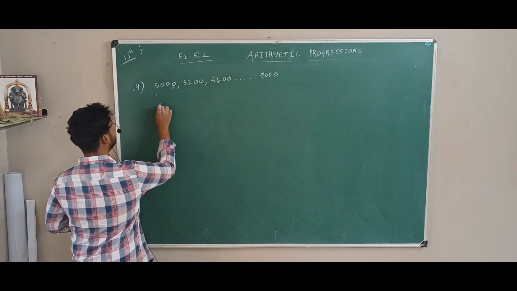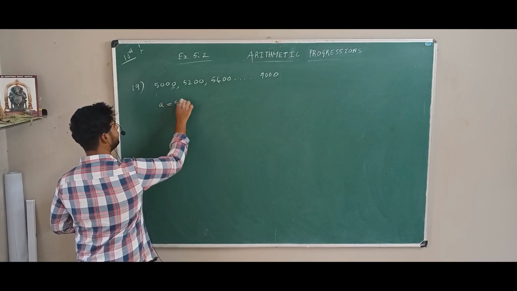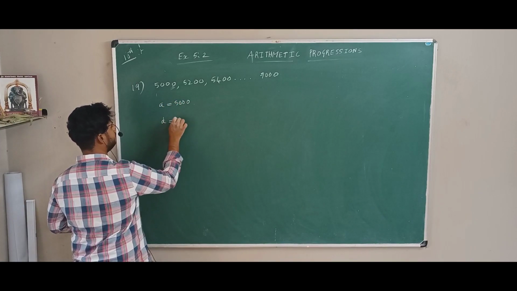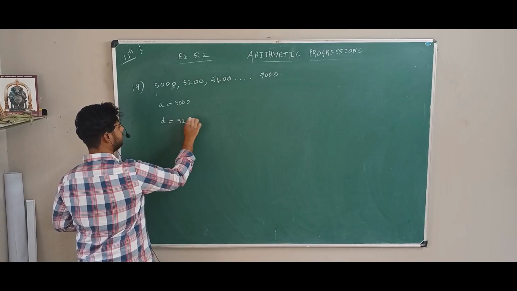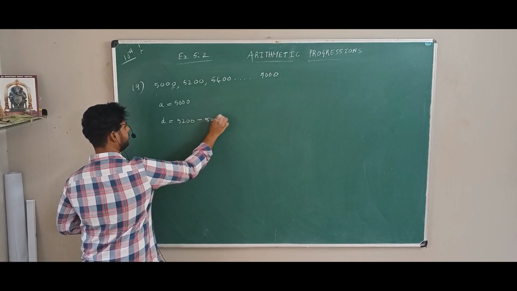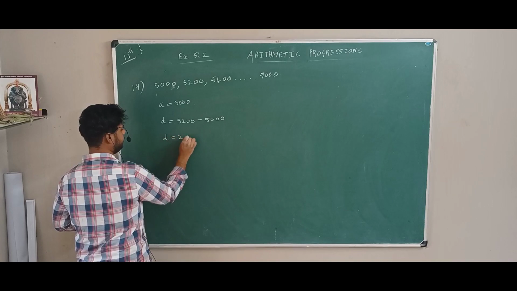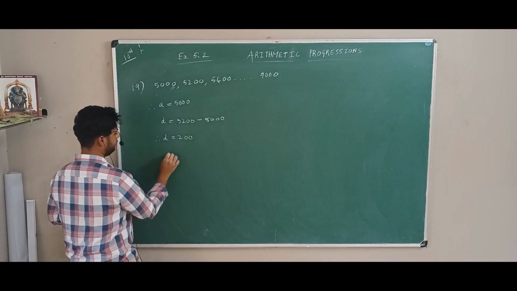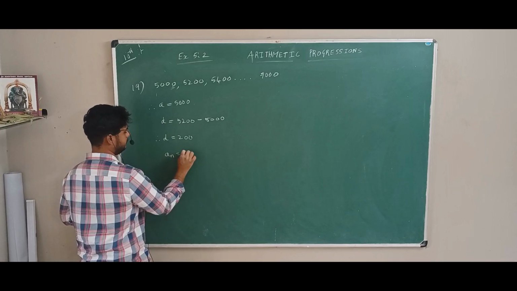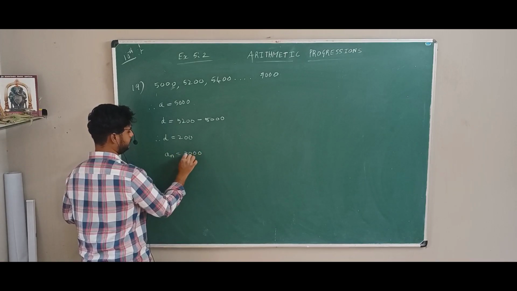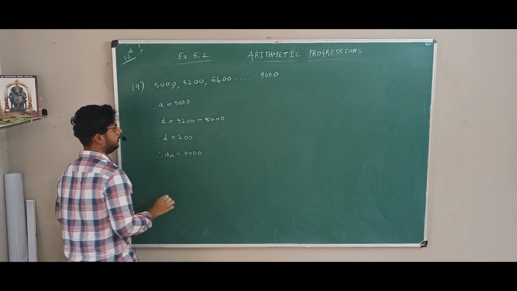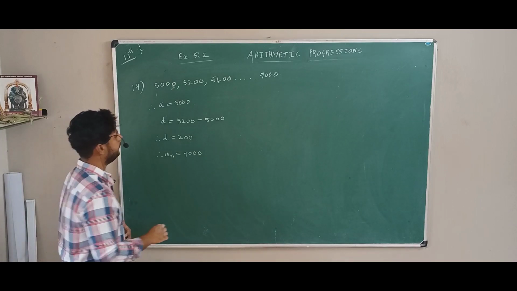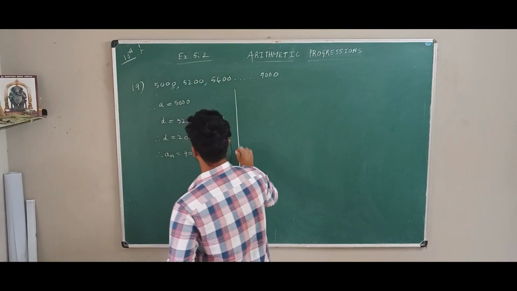So this is my A. A is 5,000. Next, 5,200 minus 5,000, that is D is equal to 200. I got my A. I got my D. Next AN. AN is equal to 7,000. Next, now I should find N, correct?